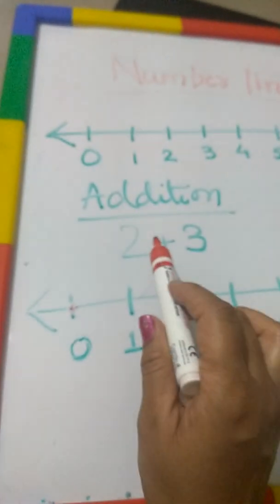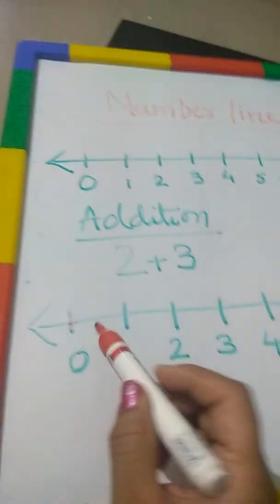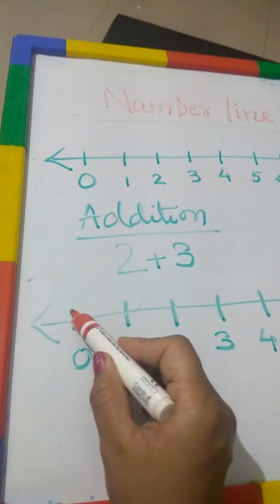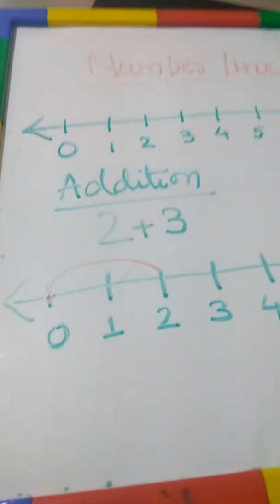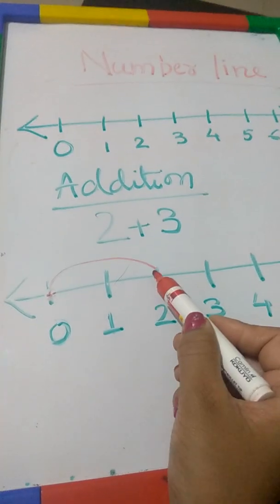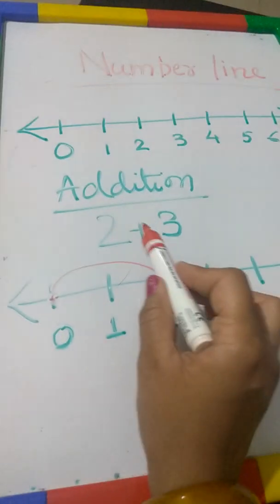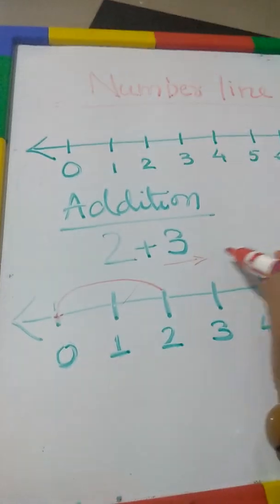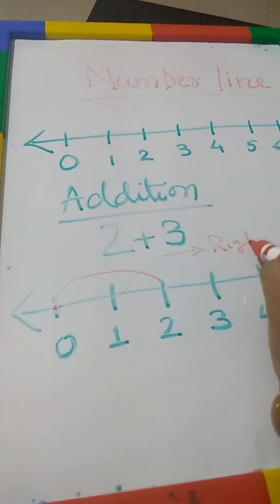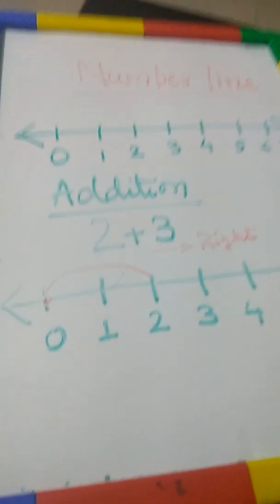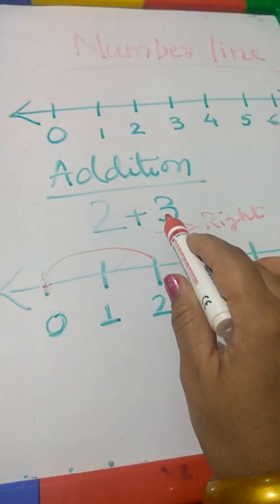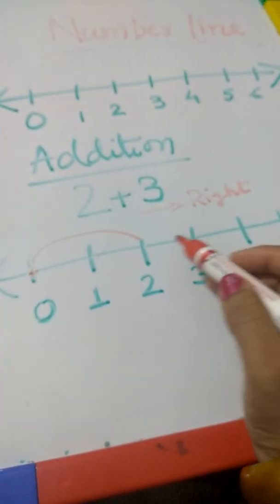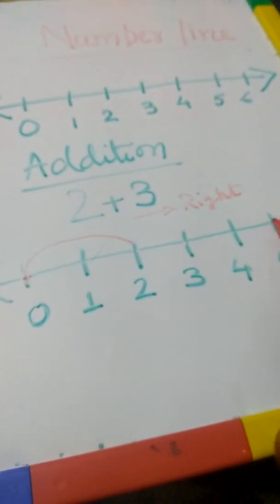After this, let's see the question. First number is 2. So I have to jump 2 points. This is 1 point, this is 2. So I have to jump from here to here. I reach 2. So I have 2. Now whenever there will be a plus, it means I have to go to the right side. The plus sign tells me to go to the right side of the number line. Then I have 3. So I have to jump 3 points. I will take 3 steps. 1, 2 and 3.